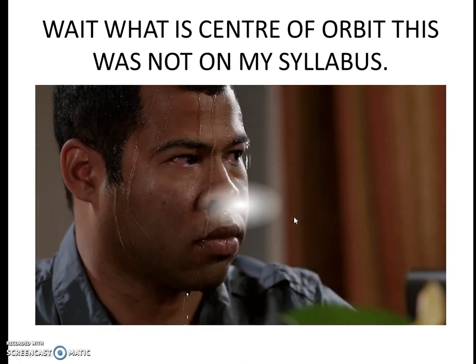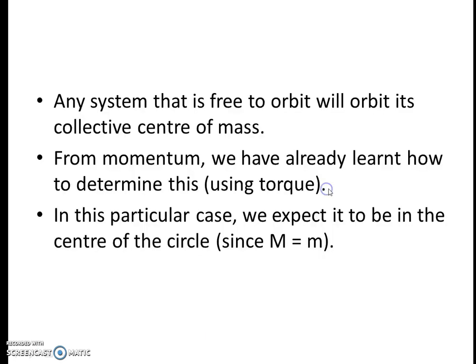except this is what you're thinking right now, and this is probably how you look. It's okay, there is no need to panic. What's the center of orbit of a system? If you let something orbit freely, what happens is that it orbits its collective center of mass, which you have already learned in the topic called momentum. In this particular case, take it from me that it is at the center of the circle, and as a result, that's comparatively easy. You can do the calculation in your own time.